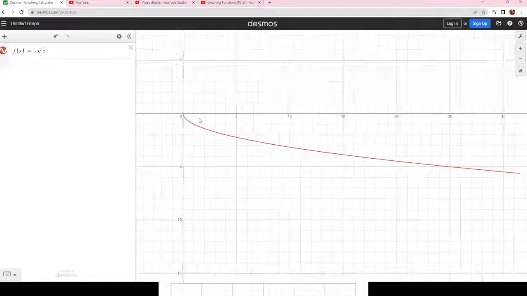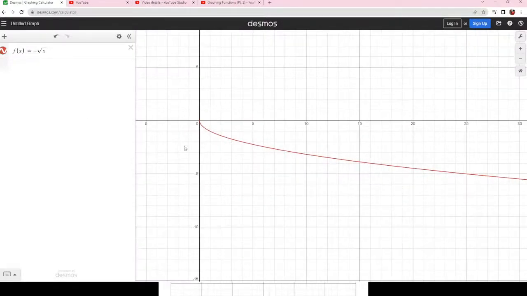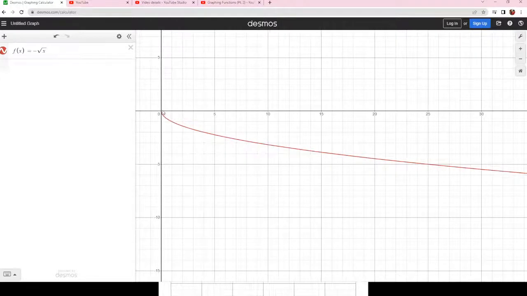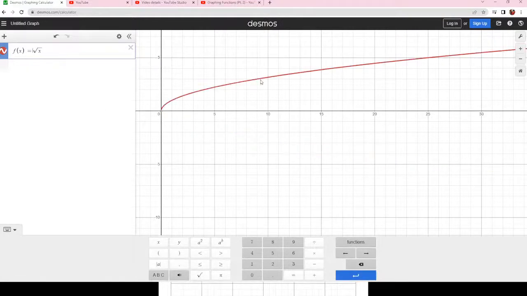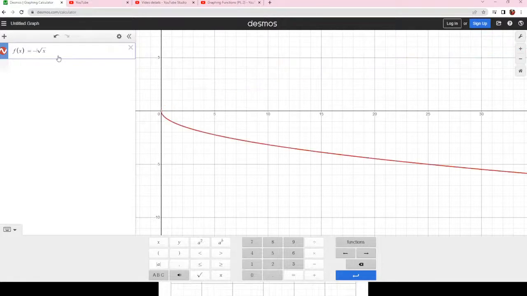Okay? Now, here's the graph. Just be familiar with the signature shape. When you see this starting at 0 and going off into infinity and beyond, that is some type of square root function. Okay? Whether it be up or down just depends on the sign in front. If it's down, it's because you negated it.